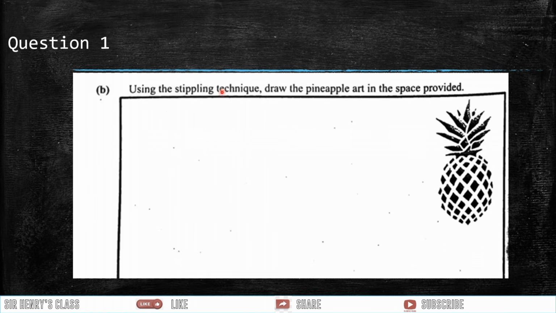1B also says, using the stippling technique, draw the pineapple art in the space provided below. To use the stippling technique and then use it to reproduce this at the side here.